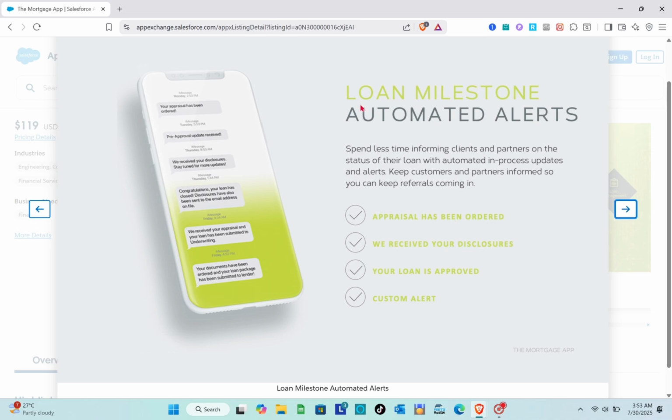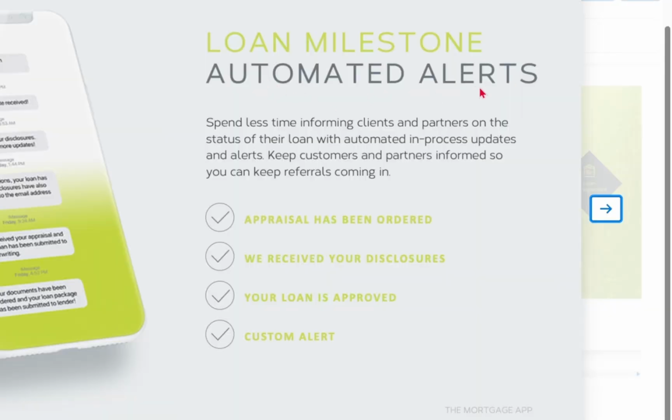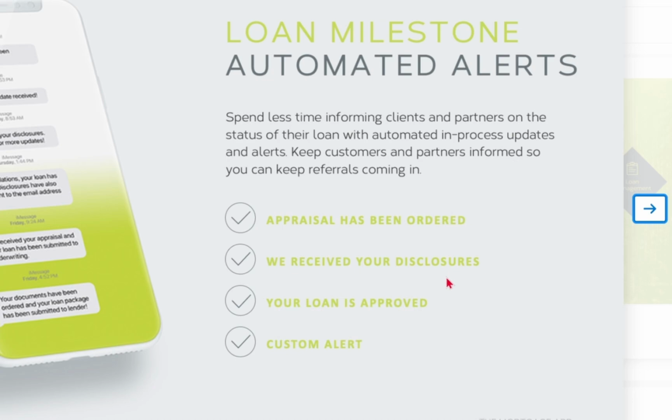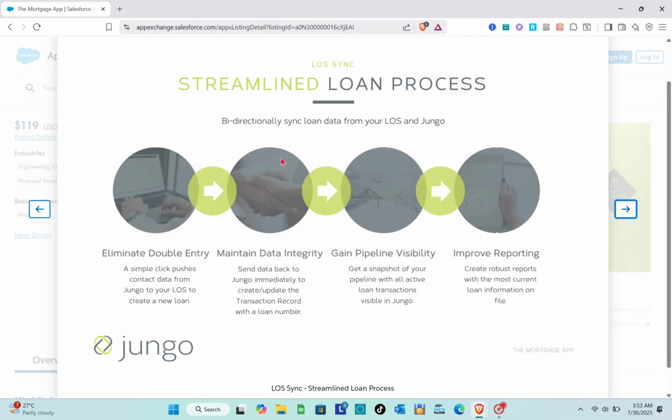Now next, loan milestone automated alerts. Spend less time informing clients and partners on the status of their loan with automated in-process updates and alerts. Keep your customers and partners informed so you can keep referrals coming in. Here we have four alerts: appraisal has been ordered, we received your disclosures, your loan approved, and then the customer alert.